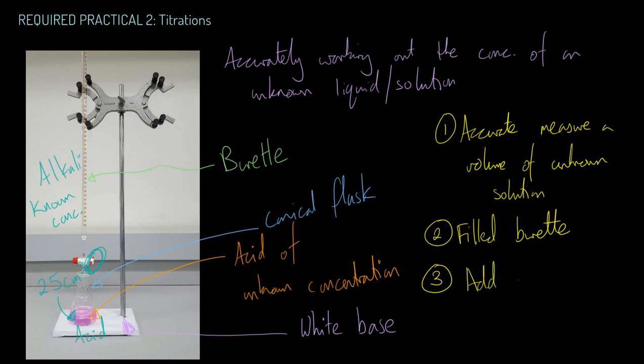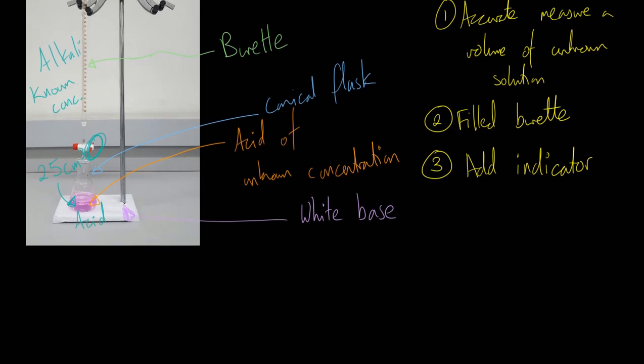Now, step 3, you're going to need to add an indicator. Well, why do you need an indicator? Well, in this reaction here, I'm adding a colourless alkali to a colourless acid. I know it looks pink there. We'll get onto that in a second. It's very difficult to know when exactly you have completely neutralised your acid with the alkali, so you need an indicator to show when that has happened.